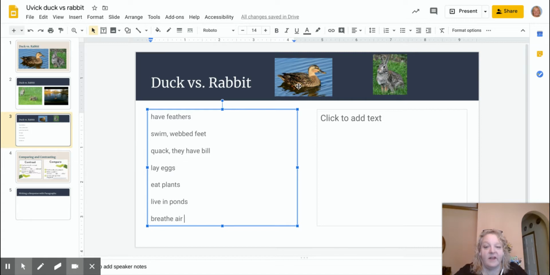So we know that ducks have feathers. They swim. They have webbed feet. They quack. They have a bill. They lay eggs. They eat plants. They live in ponds. And they breathe air.